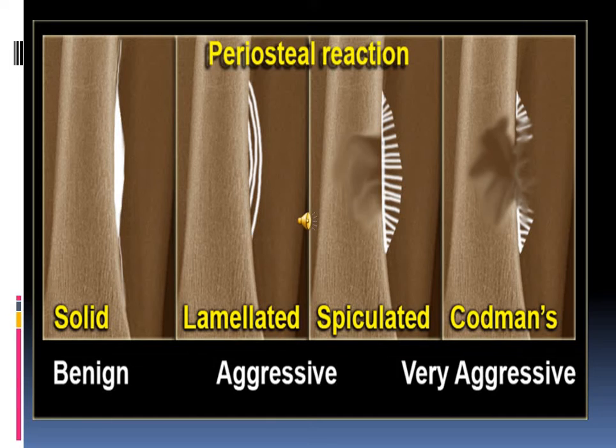Lastly, we have an example for the Codman triangle, in which we can see only part of white lines seen overlying the cortex and forming a triangular shape, and we call them Codman triangles. So the lamellated, the speculated, the Codman periosteal reaction represents an aggressive or malignant type of periosteal reaction, while the first one, the white one, we call it the benign or the solid periosteal reaction.